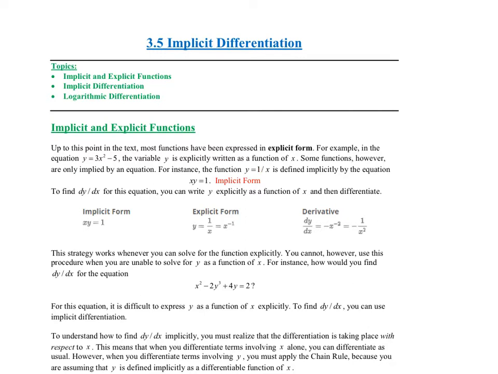So all they did was multiply both sides by x to get this. So this is called implicit form. It says to find dy dx for this equation, when it's in implicit form, you can write y explicitly as a function of x. So again, you would divide both sides by x, and then that's really x to the negative 1, right? And then you could find the derivative. So the derivative of y with respect to x would be negative 1 over x squared.